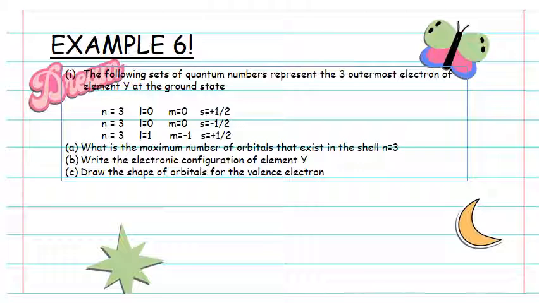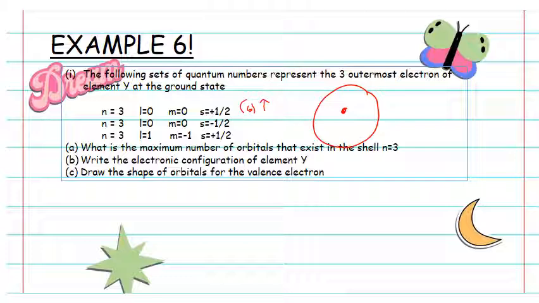Okay, untuk example yang ke-6, the following sets of quantum numbers represent the 3 outermost electrons of element Y at the ground state. So 3 outermost electron is mean elektron 3 biji duduk pada petala paling luar. Okay, so n sama dengan 3, l 0, m 0, s sama dengan positif setengah. Yang ini kita tahu mesti duduk pada s orbital. So sebiji elektron duduk pada s orbital.